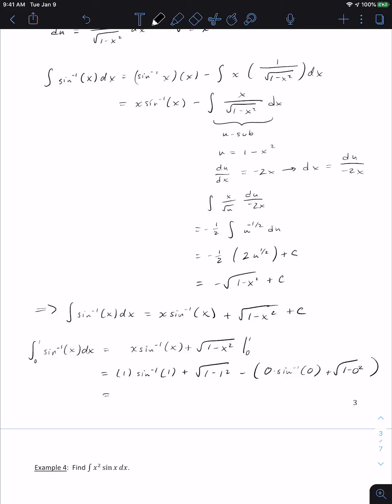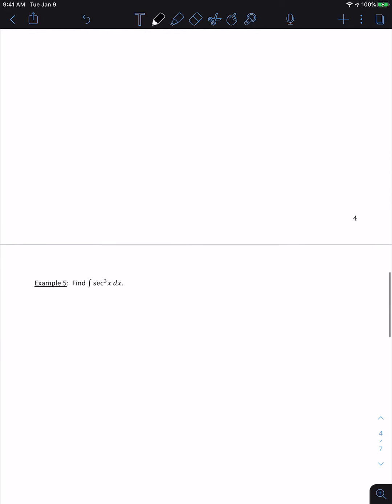Right, so here I get pi over 2 because that's sine inverse of 1. This is 0. This is 0, and this is 1. Right, so I get minus 1. So pi over 2 minus 1 is my final answer, which is approximately 0.571. All right, a couple more here.